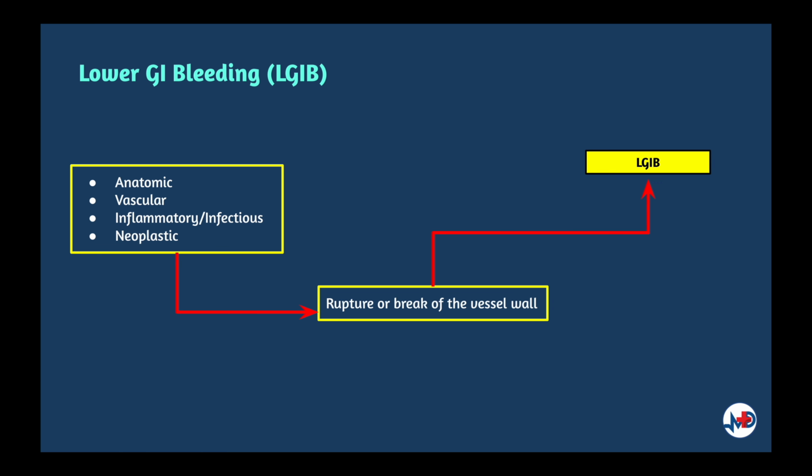As for lower GI bleed, the causes include anatomic, which is diverticulosis, vascular, which is angiodysplasia, ischemia or radiation induced, inflammatory causes such as inflammatory bowel diseases, infectious causes, and neoplasms. This leads to a rupture or break of the vessel wall, depending on what the causes are. And this then leads to bleeding into the gut lumen, which then leads to evidence of rectal bleeding or lower gastrointestinal bleed.